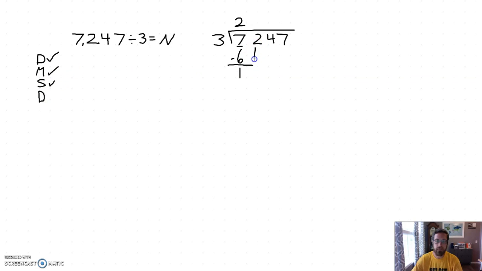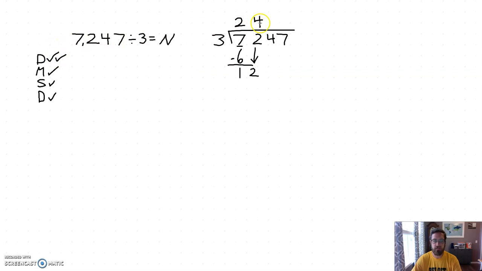Do I have anything to drop? Yep, I have my 2 to drop right here. So I'm going to drop my 2. And now, do I have anything left? Yeah, so I'm going to do it all again. Now I have my 12. I'm dividing again. What's 12 divided by 3? Well, that is 4. So now I divided.